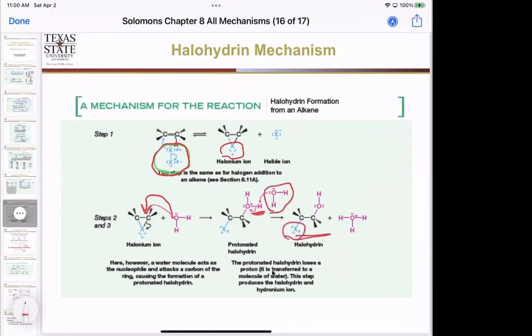giving us our halogen on one side and our alcohol on the other, and generating an equivalent of acid. And that would be the counter ion to the bromide that's coming up. Okay.